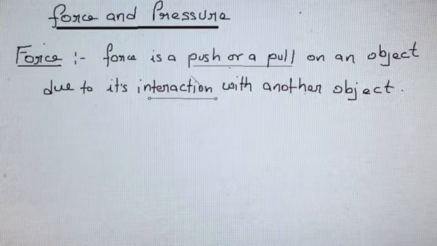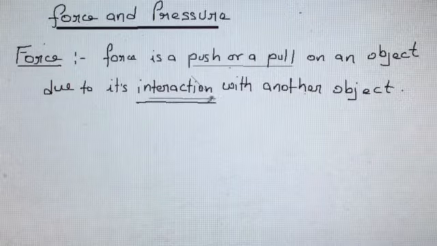So we can say that force between two objects is due to interaction between them. Like when you are going to the home of your friend and you need to open the gate, you will push or pull the gate or door. Now you have interacted with that door, so you have opened the door.